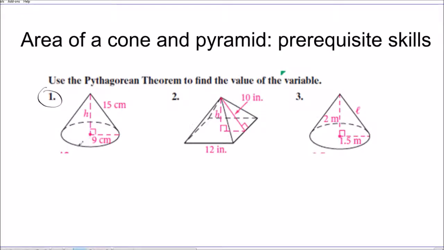Okay, the way we're going to do this is going to be the Pythagorean theorem. I'm going to get 9 squared plus h squared equals 15 squared. And then when I do that, I get 81 plus h squared equals, I believe it's 225. Let's double check just to be sure. Yep, 225. Okay, we're going to subtract 81 on both sides. And so I get h squared equals 144.